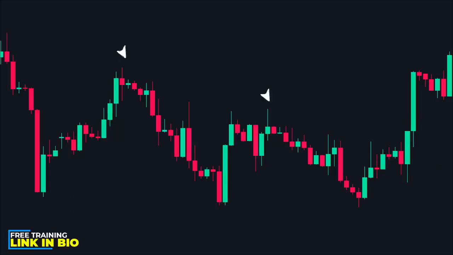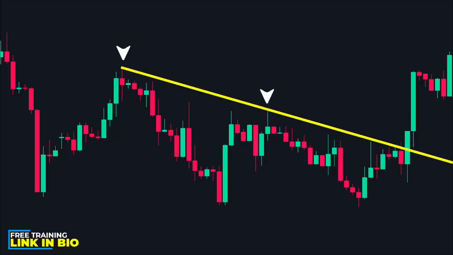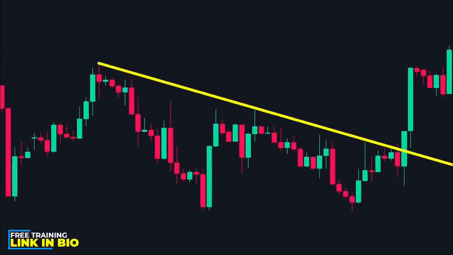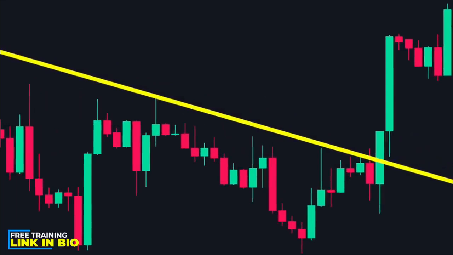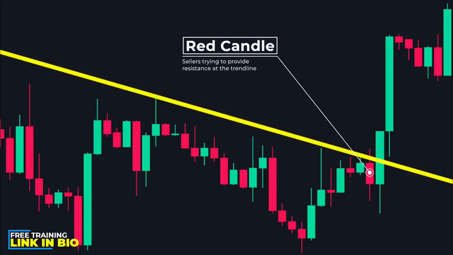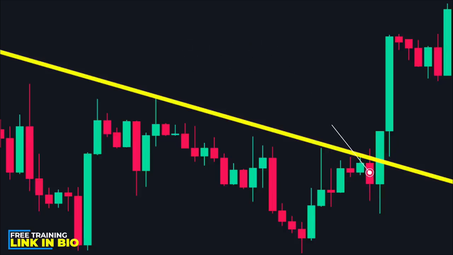The price made these 2 tops, creating a solid trend line. When the price reaches near the trend line again, we wait to see if the price develops some pattern. This red candle indicates that the sellers were trying to provide resistance at the trend line. The candle is followed by a large green candle that completely engulfs the red candle. It's a bullish engulfing candle.